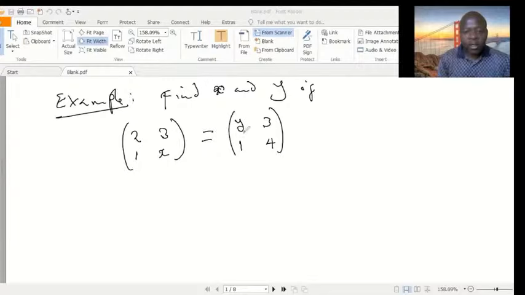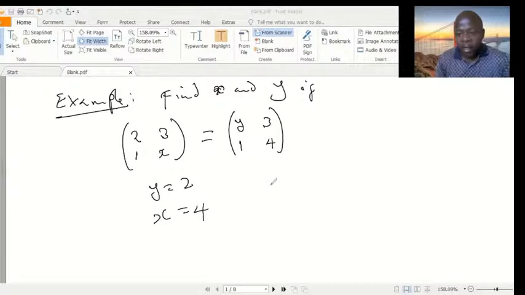Now, since these two matrices are equal, it's very easy for us to find. I can see that y is equal to 2, because the two matrices are equal, and we say that two matrices will be equal if their corresponding entries are equal, and they must be of the same size. So we can see the equality sign here, which means this matrix equals that. So 2 equals y, 3 is equal to 3, 1 is equal to 1, and x is equal to 4. So that is how we say that matrices are equal.